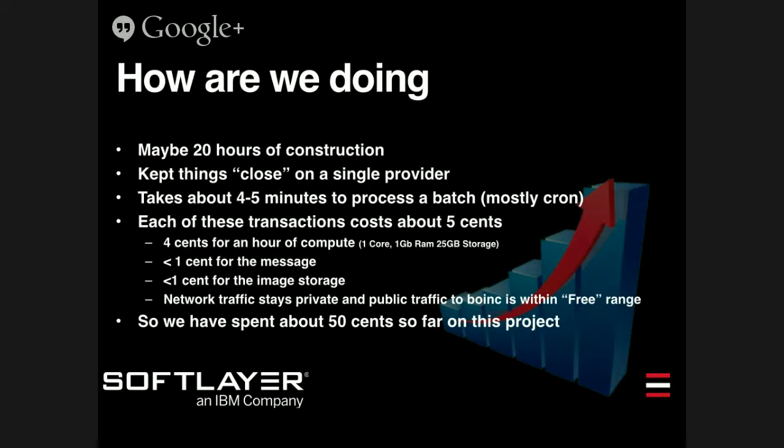So each one of these is about 5 cents, and most of that's for the compute. So 4 cents for the hour, less than a penny for the message and the storage for that object storage and the message to be published. Didn't get any bandwidth traffic on this. I mean, the public instance we use for the dashboard doesn't get enough traffic to even touch a cost for that. So I think we've spent more than 50 cents now. We probably need to update that one. We're probably up near $1 since we've been doing this.